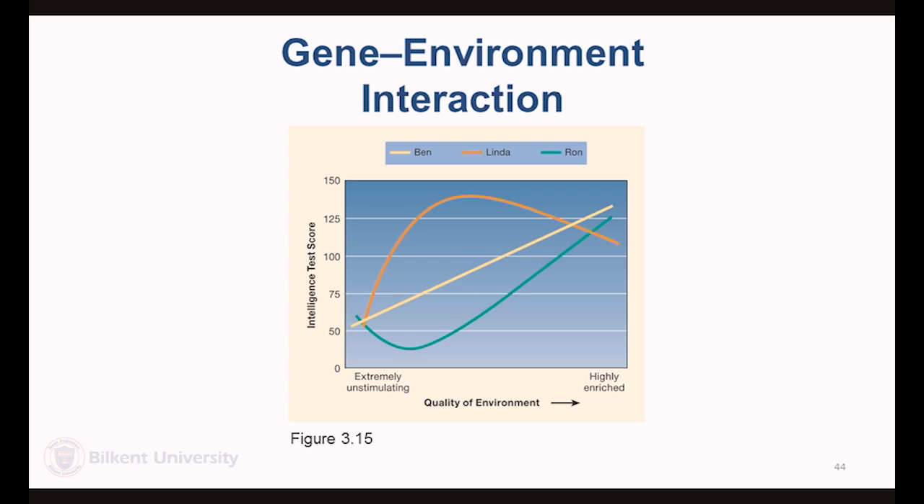behaviors or traits. And this is a graph that shows 3 different children, Ben, Linda, and Ron, and how they react to environments ranging from extremely unstimulating to highly enriched. And you see differences in the behaviors too. So this is again to demonstrate that there is no one-to-one simple relationship. It's all very dialectic, very symbiotic between environment and biology.